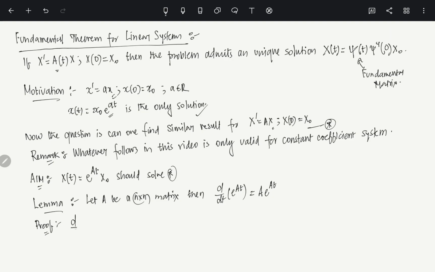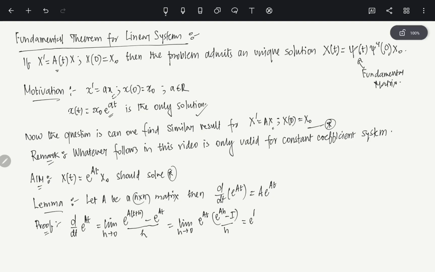Okay, so d/dt of e^(At) is nothing but, this is our usual definition, limit h tends to 0, (e^(A(t+h)) minus e^(At)) by h, right? So this is nothing but limit h tends to 0, e^(At) (e^(Ah) minus identity), you can write it like this, by h, clear? So this is nothing but e^(At) limit h tends to 0.